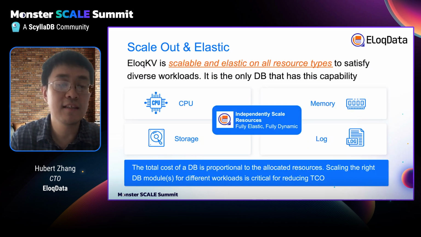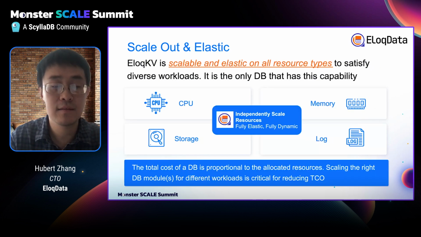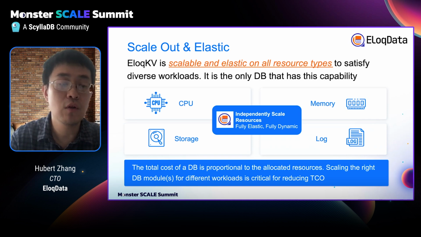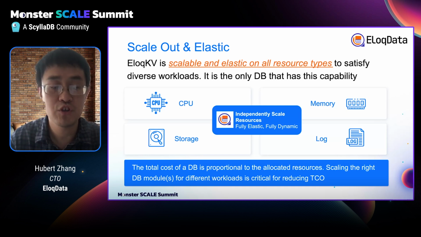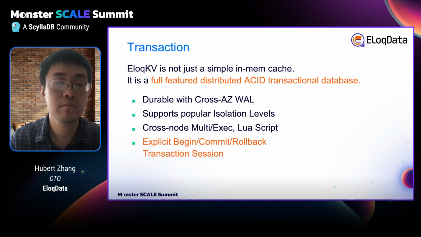Scale out is another issue of scaling Redis. EloqKV can be fully scalable and elastic on all resource types, from CPU, memory, storage, to redo log. This enables you to scale the right component for your specific workload to reduce the total cost of ownership.